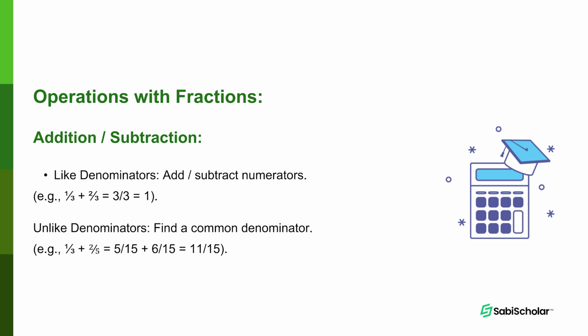5 times 3, 15. So now that I've converted 1 over 3 to 5 over 15, and 2 over 5 to 6 over 15, they now have the same denominator. So I will now add the numerators. That will be 5 plus 6, 11 over 15.